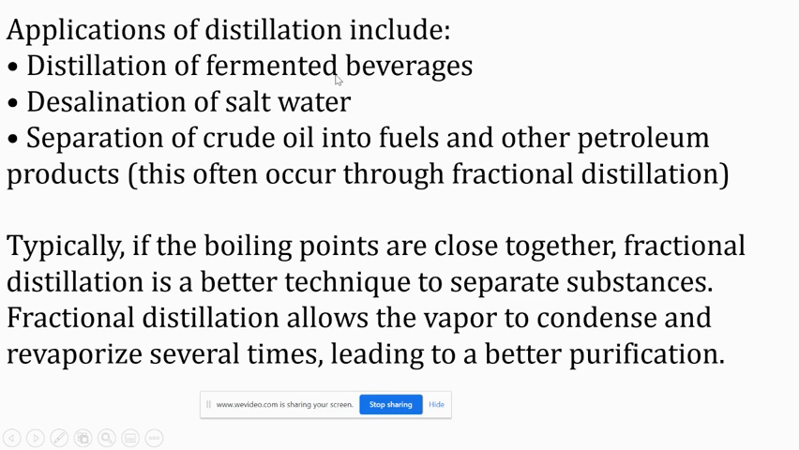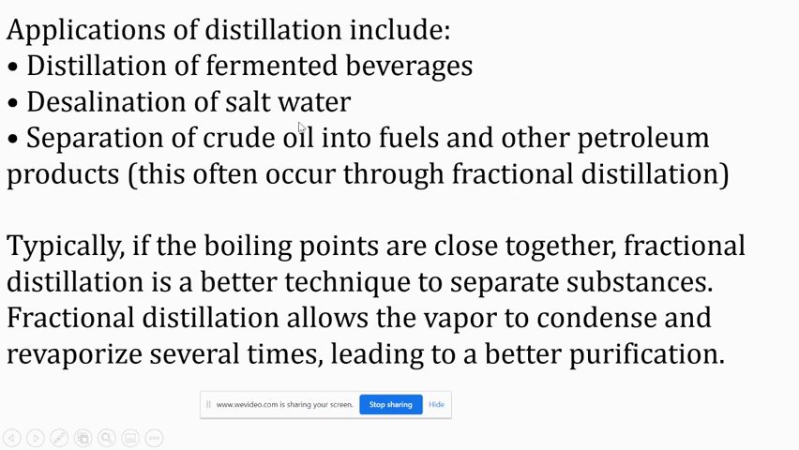Applications of distillation. This is how they separate fermented beverages. So alcohol. Have you ever heard of like moonshiners and their stills? That's where they get it from. Okay. So if you watch anything about moonshining or anybody that's making their own liquor, I'm not talking about wine. I'm talking about hard liquor. This is how they separate that out.